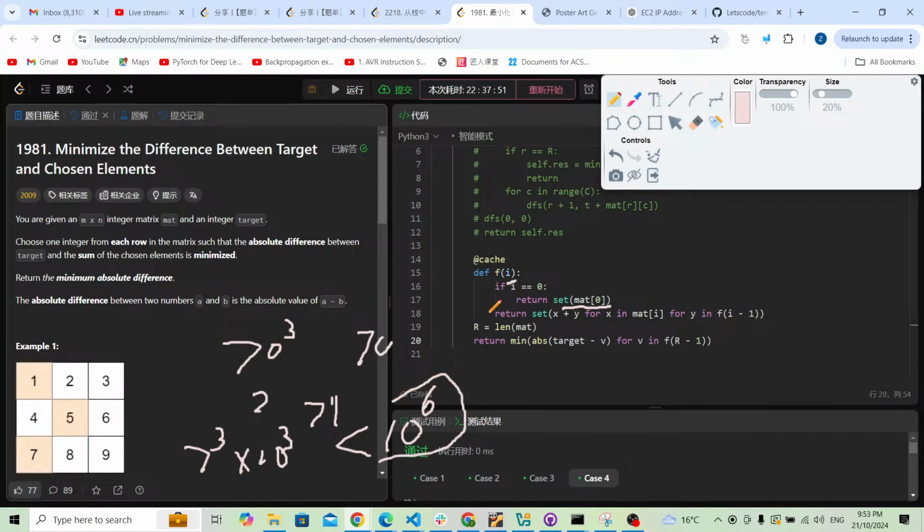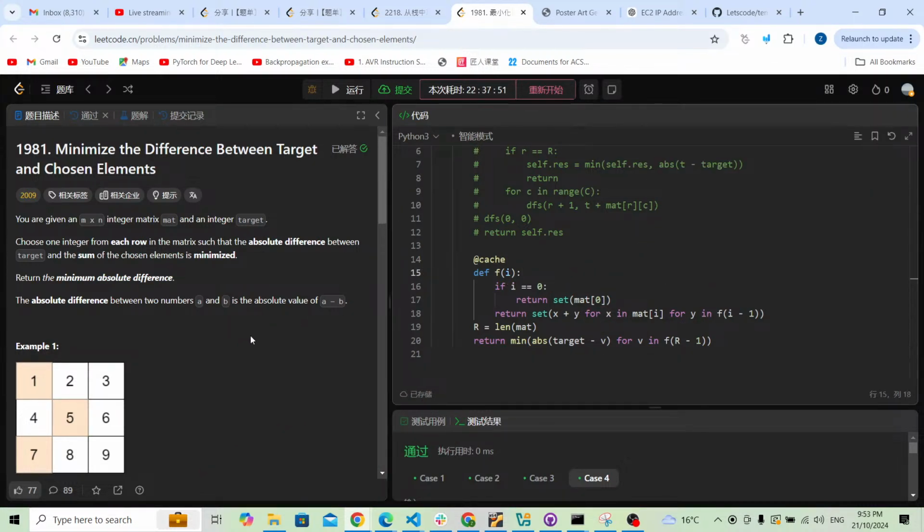But why is it slow? Because we are using a set. Set calculation is going to be really slow. But I think this is okay for understanding the group knapsack problem.